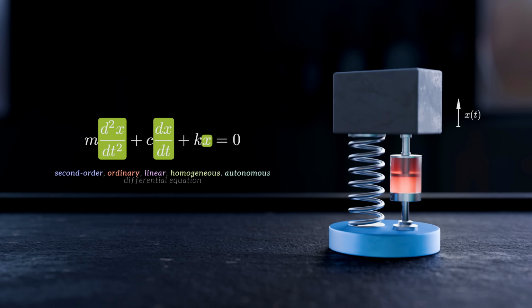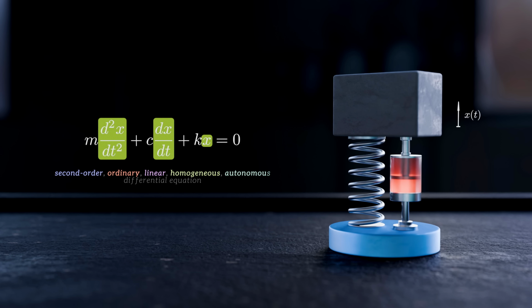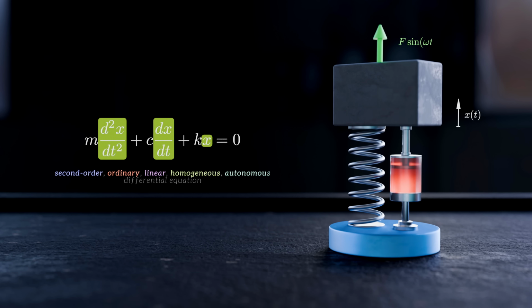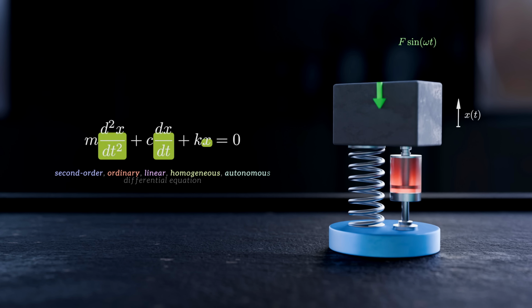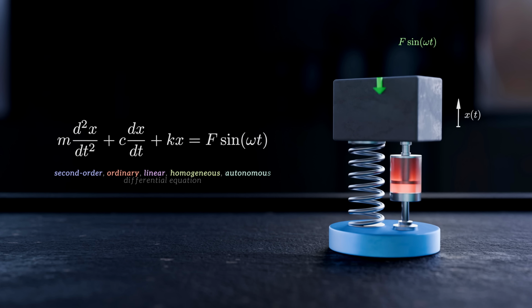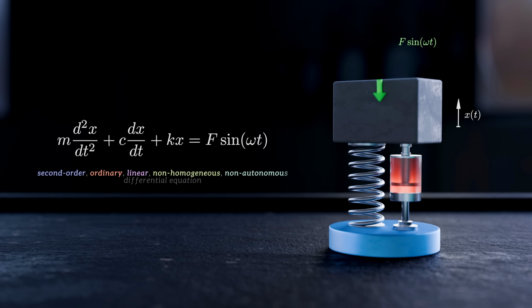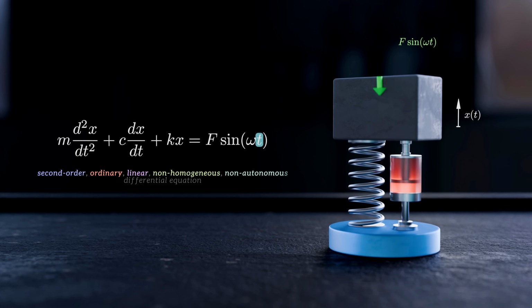If a time-dependent external force is applied to the mass, producing forced vibration, the system is no longer self-determined. It's driven by the applied force. The resulting equation is non-homogeneous because it includes an external forcing term. It's also non-autonomous because the independent variable, time, now appears in the equation.